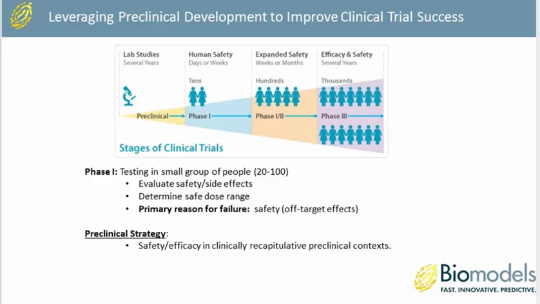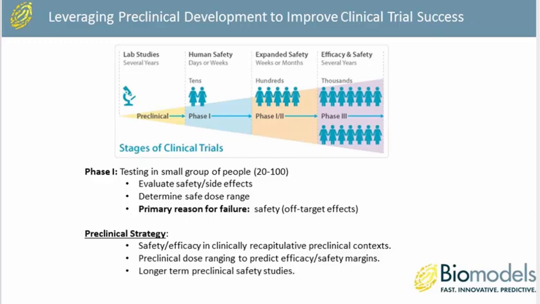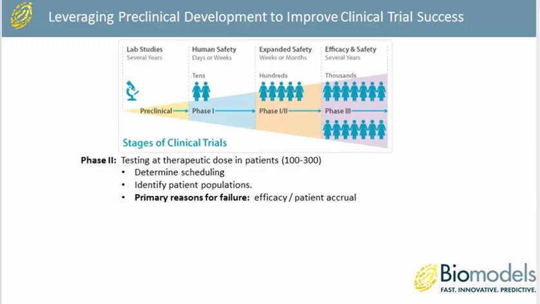So preclinically, how can we try to mitigate this? We can perform safety and efficacy studies in clinically recapitulative preclinical contexts. We can do preclinical dose ranging to predict efficacy and safety margins in humans. We can perform longer-term preclinical safety studies. We can do enhanced tox analysis of off-target animal tissues.